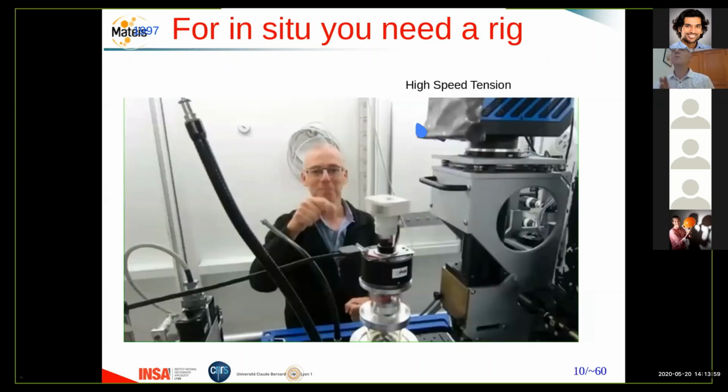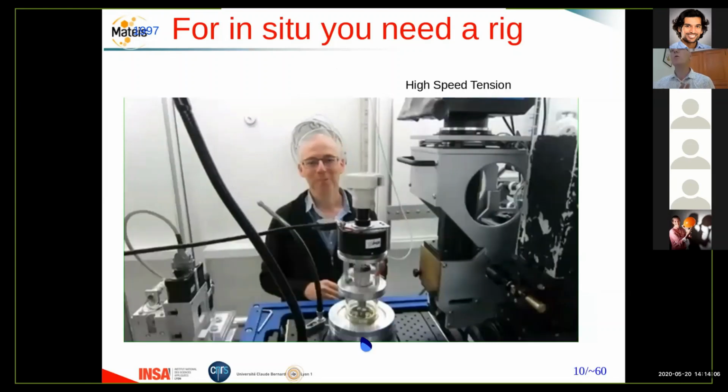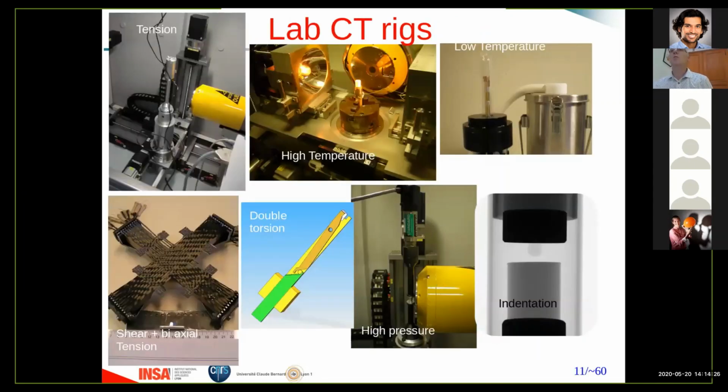So some of these rigs have to be, sometimes it's very tricky. It's very tricky, for example, to have this machine rotate very quickly to make a high-speed acquisition. So we have been developing rigs for synchrotron and also rigs for laboratory. These are examples on this slide for laboratory tomography. You can see some special device for high pressure, indentation, cooling, low temperature, or heating, high temperature, or simple tension.